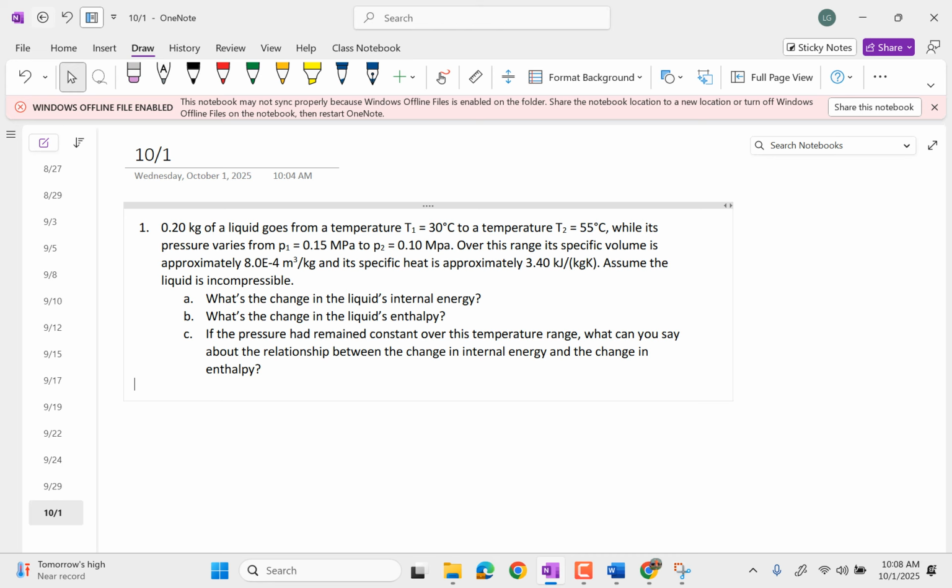All right. So you've got a liquid, and we're going to treat it as incompressible. It goes from one temperature to another, and its pressure varies over this range. It gives the specific volume and the specific heat capacity. What's the change in internal energy? What's the change in enthalpy?